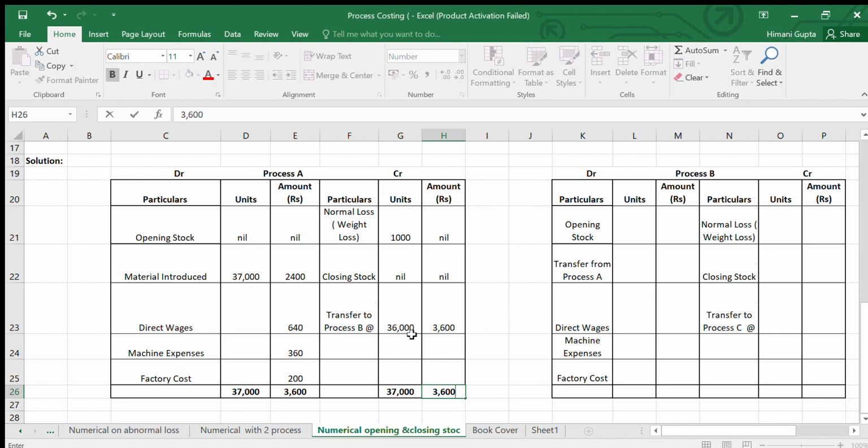Now first of all, calculate. Whenever there is an opening and closing stock, it is compulsory for you to calculate the rate. Now if we are going to calculate the rate over here, we produce 36,000 units for rupees 3,600. So 1 unit will be 3,600 divided by 36,000 units, which is coming to be 0.10 rupee. So the rate is 0.10 rupee, or we can say 10 paisa.